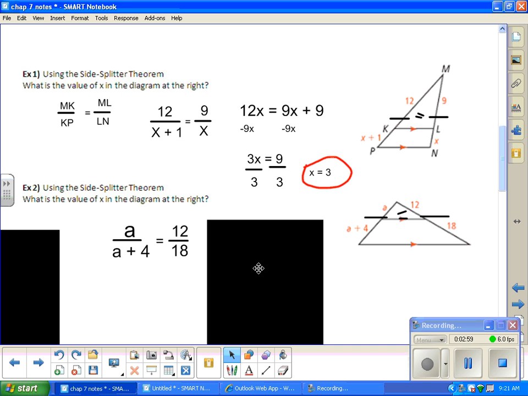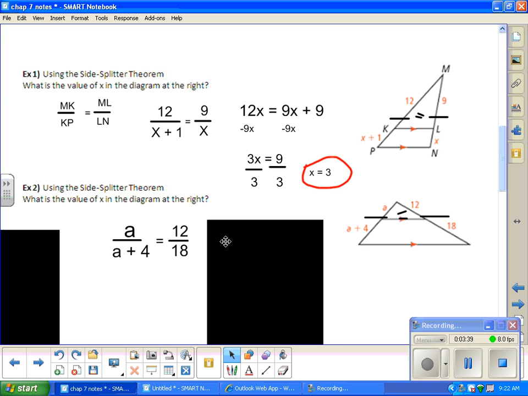Go ahead and pause and everybody try example 2 if you haven't done so yet. Oh, never mind. It's showing it right here. So, never mind. Don't try it. So, using the side splitter theorem, what is the value of x? It says x here, but it has a. It doesn't matter. So, I've shown you again, because you all should have tried these on your own throughout the week. I've shown you how I've just drawn my lines and my equal sign. And I'm just writing my fraction just as is.